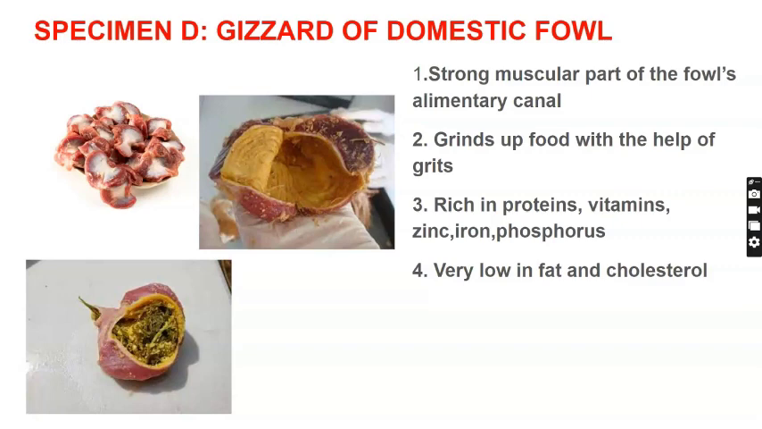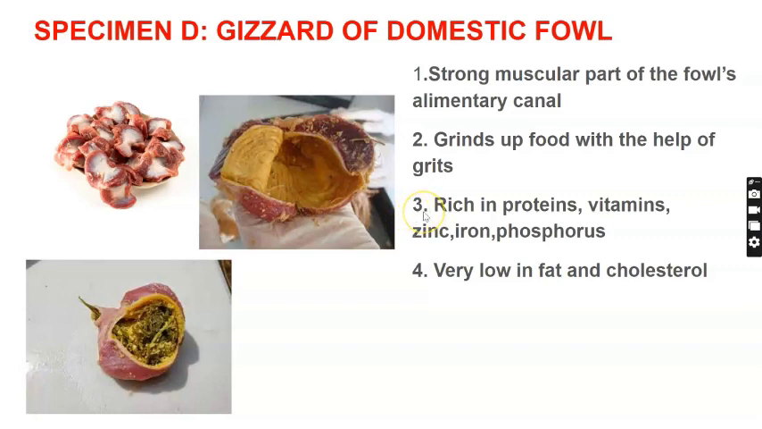It is a strong muscular part of the chicken's alimentary canal. We know that the domestic fowl do not have teeth for grinding the food that they eat, just like mammals and other animals. So it is the work of this gizzard to grind up or break up the food that the chicken has eaten with the help of the grits. The grit is the sand-like particles which the chicken also eats when they are eating.